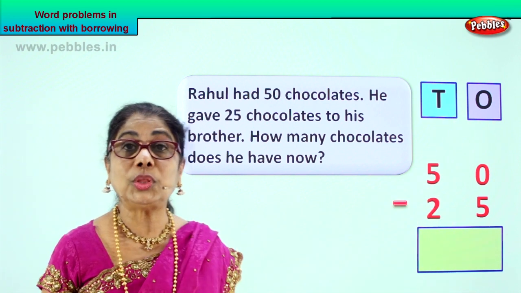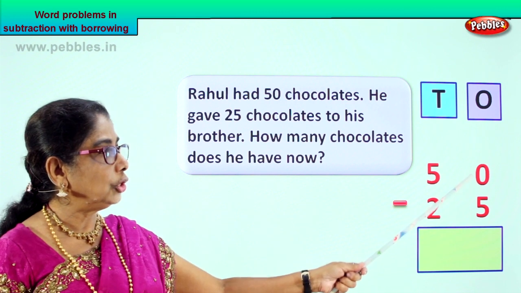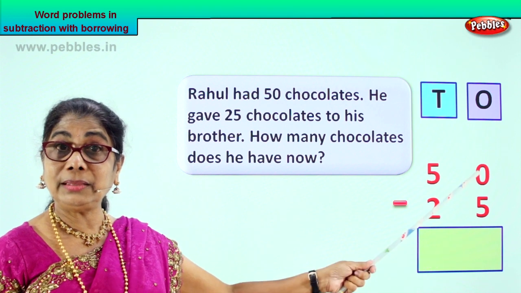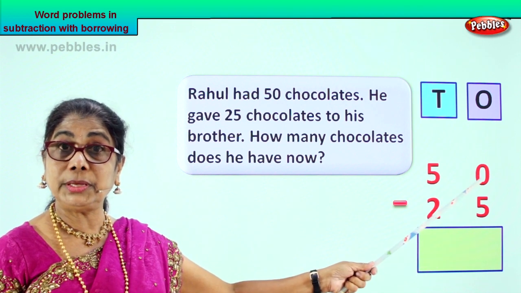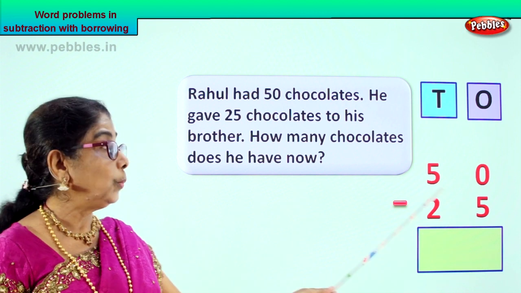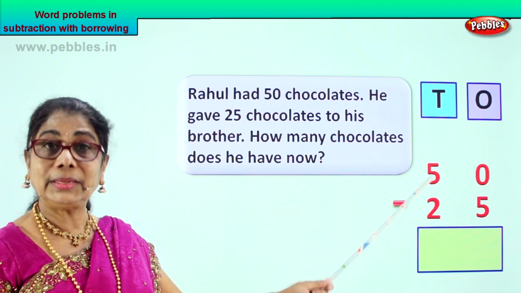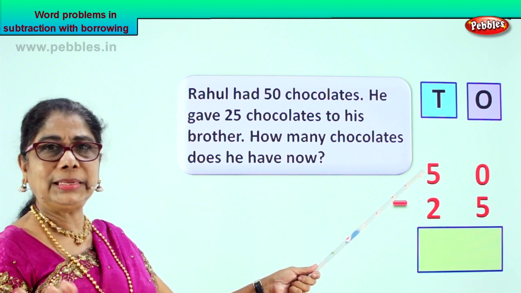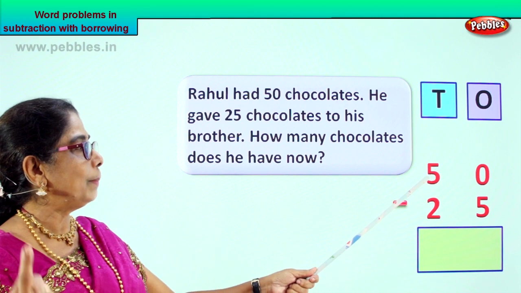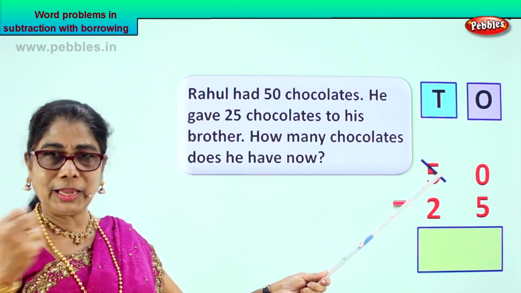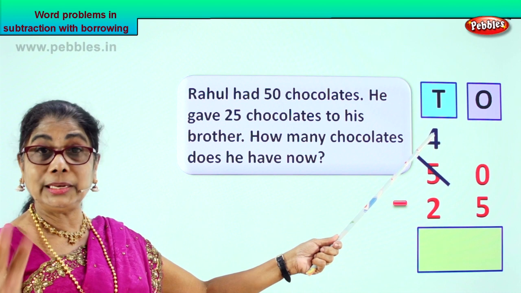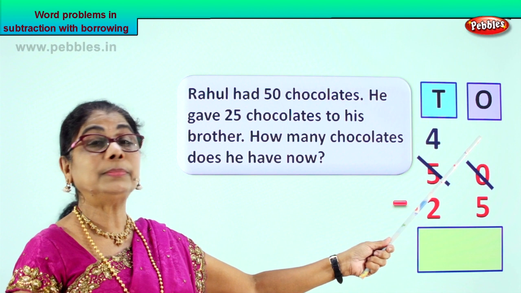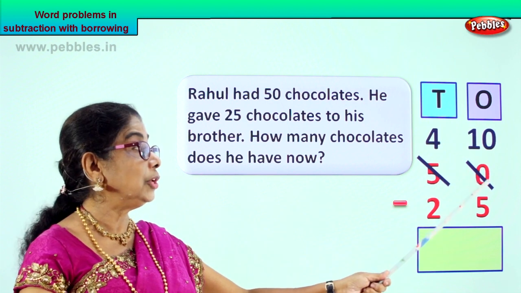Now, let's go to the ones place. You have 0 on the top, 5 down. You cannot take 5 from 0. Now, we have 5 tens here. Let us go borrowing. We go to the 5 tens and ask, please give 1 ten. So, from 5, we take away 1 ten. That becomes 4 tens, and the 1 ten we'll bring to the ones place. That becomes 10. 10 plus 0, 10.